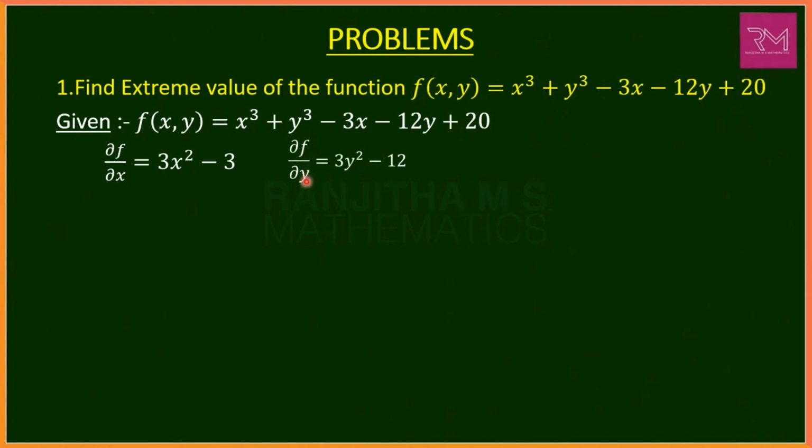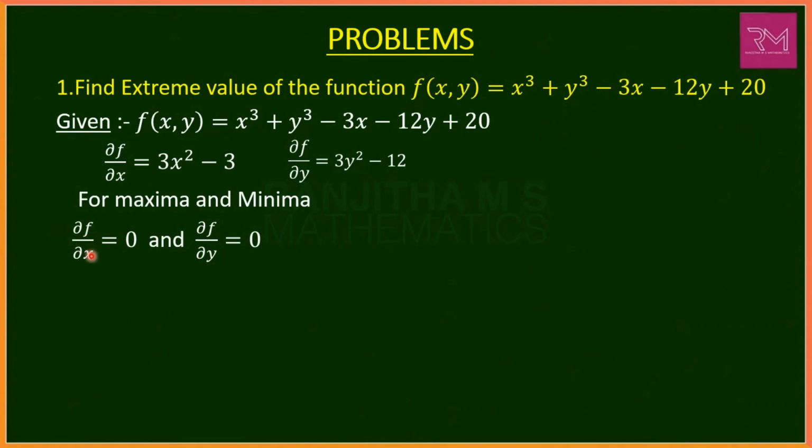Similarly, del f by del y, that means we have to treat x as constant and differentiate with respect to y. Here this value is 0 plus, differentiation of y cube is 3y square. Here this value is also equal to 0 minus 12 into differentiation of y is 1. Here this value becomes 0. Hence we get del f by del y value as 3y square minus 12. After finding del f by del x and del f by del y, we have to equate these two equations to 0 to find maxima and minima of the function. Del f by del x equal to 0 and del f by del y equal to 0.